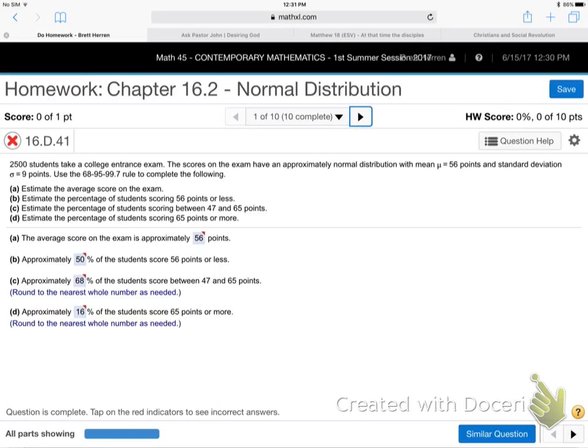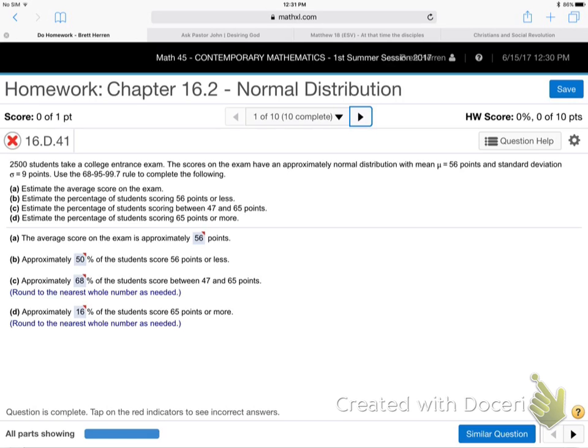Okay, so here we go. 2,500 students take a college entrance exam. The scores of the exam are approximately normally distributed with mean 56, standard deviation 9. Use the empirical rule to examine the following. The average score in the exam is approximately.